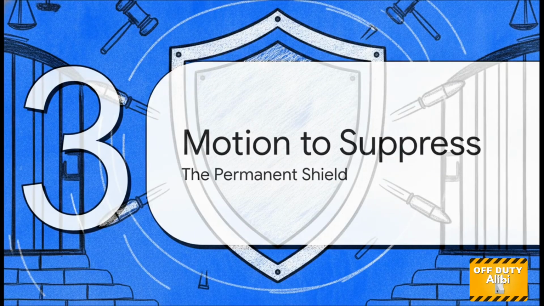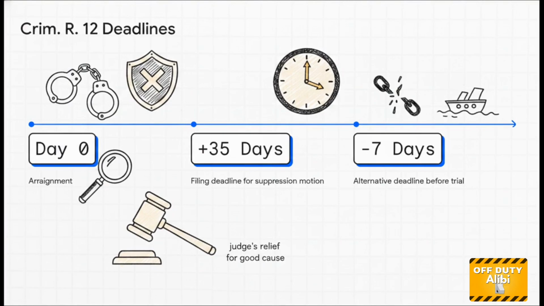Now, for Section 3, the motion to suppress, the permanent shield. In stark contrast to that temporary filter, we have the permanent shield. Looking at the Criminal Rule 12 timeline, you'll notice some incredibly unforgiving timing rules. A motion to suppress is designed to completely exclude evidence obtained in direct violation of constitutional rights. Think Fourth Amendment illegal searches or Fifth Amendment Miranda violations. Because this tool is so powerful, the rules are incredibly strict. You have to file this motion within 35 days of arraignment or 7 days before trial, whichever comes first. Miss this window, you waive the issue entirely, unless you somehow convince the judge to grant you relief for good cause.